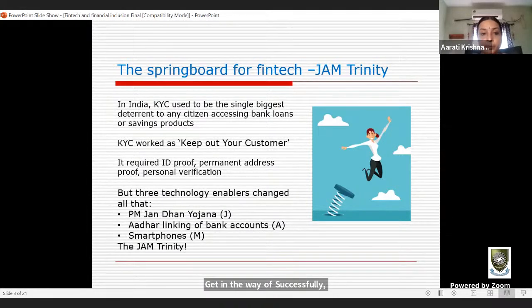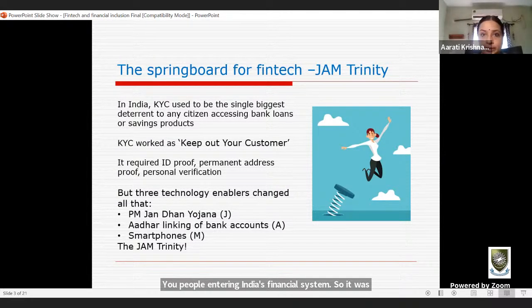In some financial products, personal verification was also needed. So some official from the bank or mutual fund or insurance company had to come and personally see if you are the person that you're claiming to be. So these three things actually acted as a big barrier to new people entering India's financial system. So it was completely anti-inclusion.